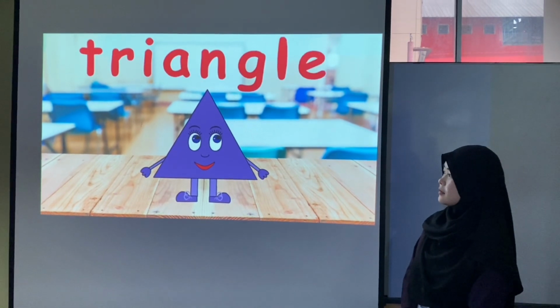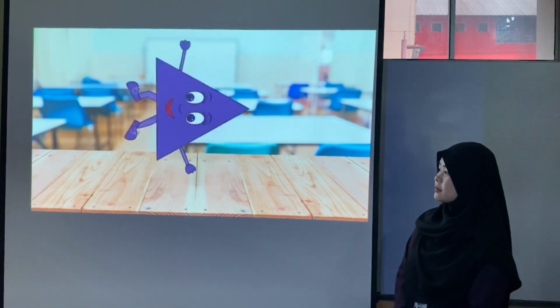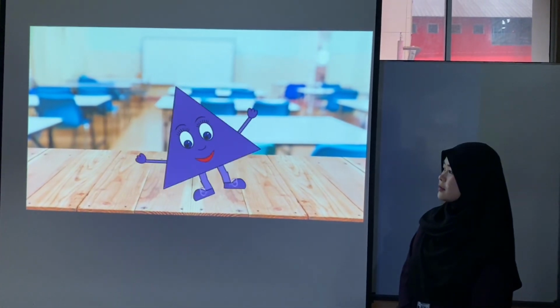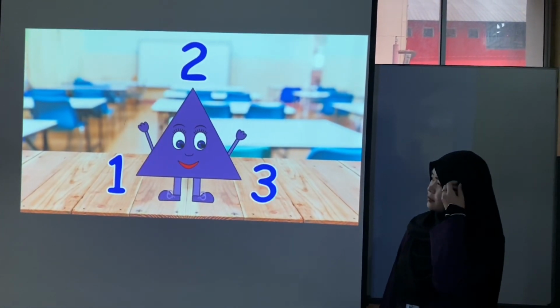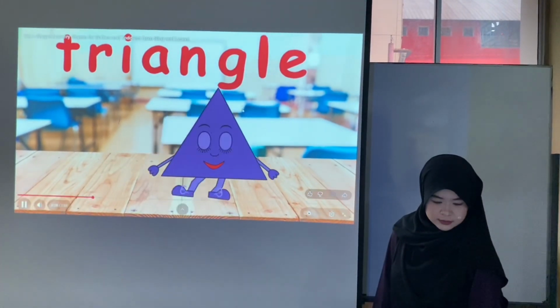I'm a triangle, I have 3 sides, I have 3 sides, 1, 2, 3 quarters, 1, 2, 3 quarters, I'm a triangle, I'm a triangle.